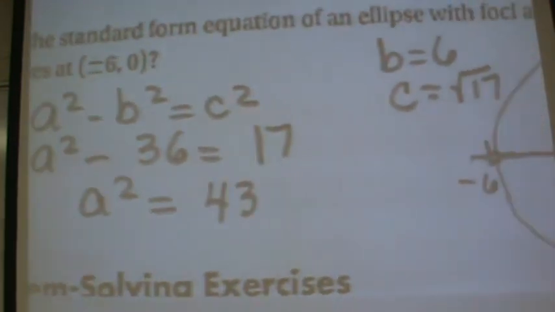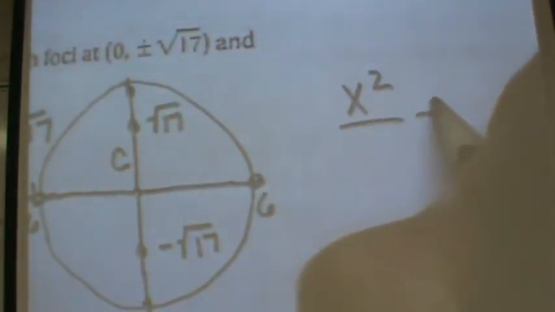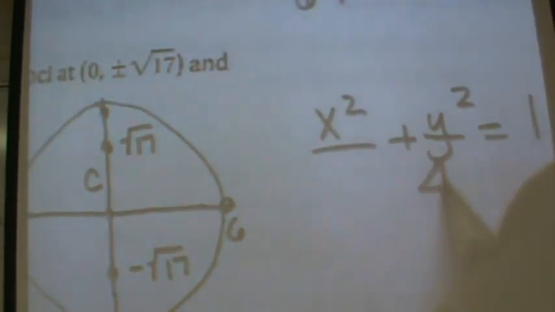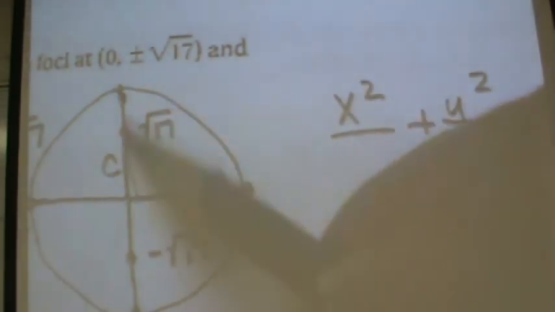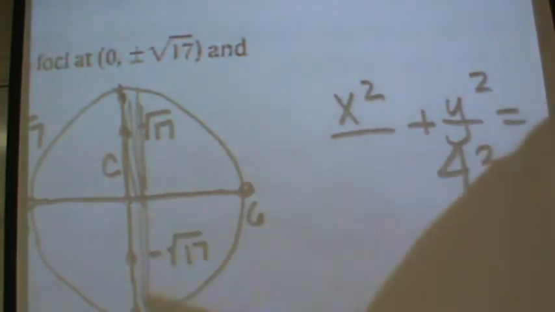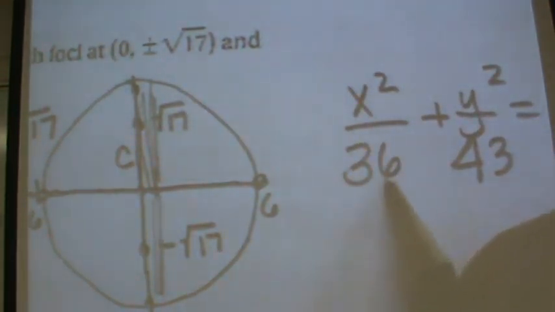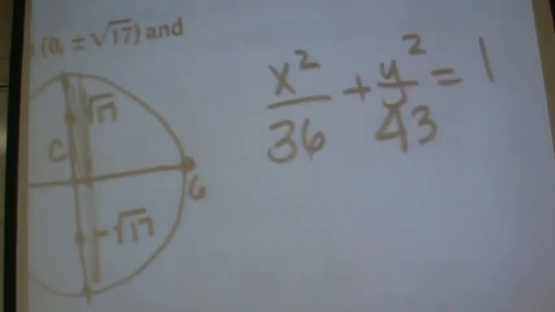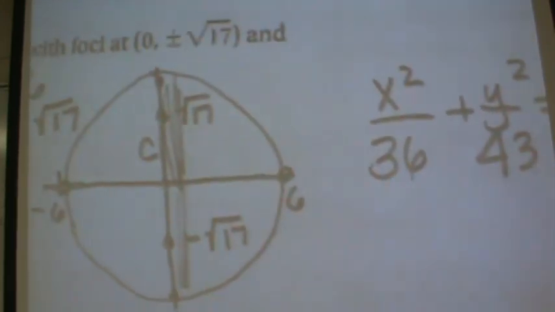So what's the bigger number? The bigger number is 43, and where does it go? Under x or y? It's going to go under y because it's elongated on the y-axis. You're going to put 36 here. And you're done. The rest is your homework.